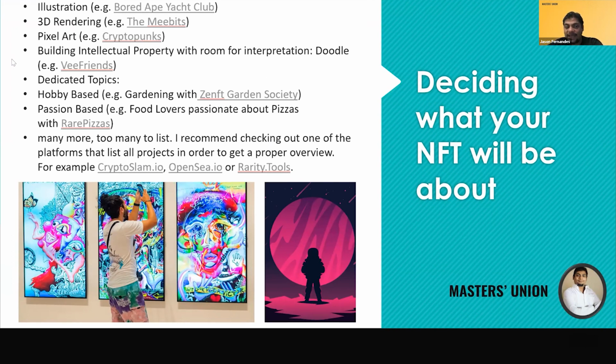And then, of course, OpenSea I mentioned, and Rarity Tools I'm going to get into a little bit later in this conversation, when we start talking about, from a buyer's perspective, what are some of the things that they look for. So let's jump into utility.